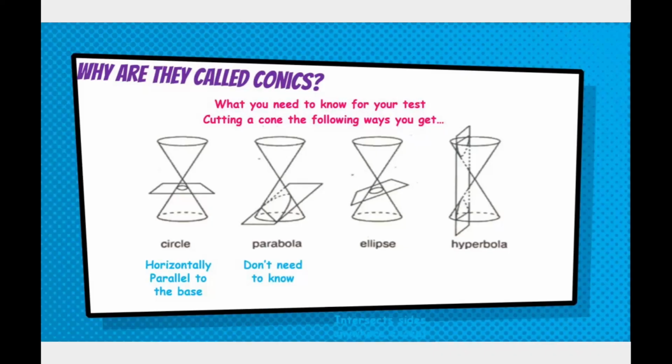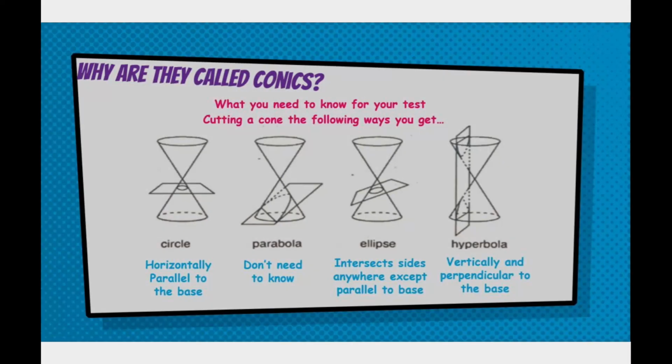You don't need to know the parabola. An ellipse is formed by taking a plane and intersecting the sides anywhere except parallel to the base and not all the way to the bottom of the cone. So look at the difference. I know you don't need to know the parabola, but look at the difference between the parabola and the ellipse. The parabola intersects the plane anywhere except parallel to the base, but it also goes down and touches the base, like it's angled so that part of it actually touches the base. The ellipse does not. And then a hyperbola is perpendicular to the base.